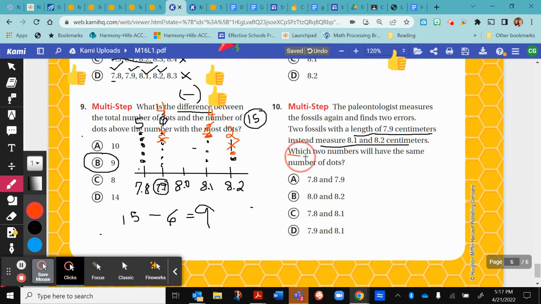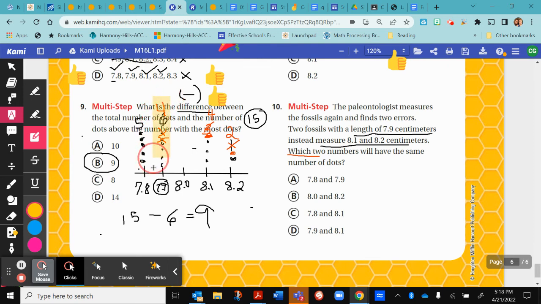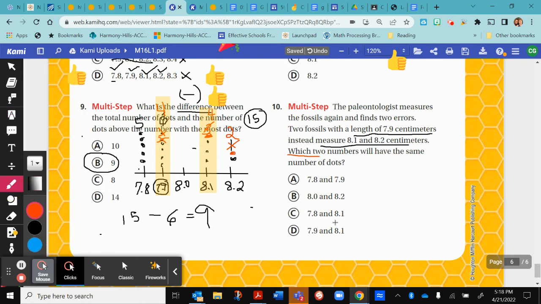So it says which 2 numbers will have the same number of dots. So now I'm going to look at, let me get my highlighter. I see this right here. 7 9/10 has 4, and 8 1/10 also has 4 dots. So the answer is going to be D.